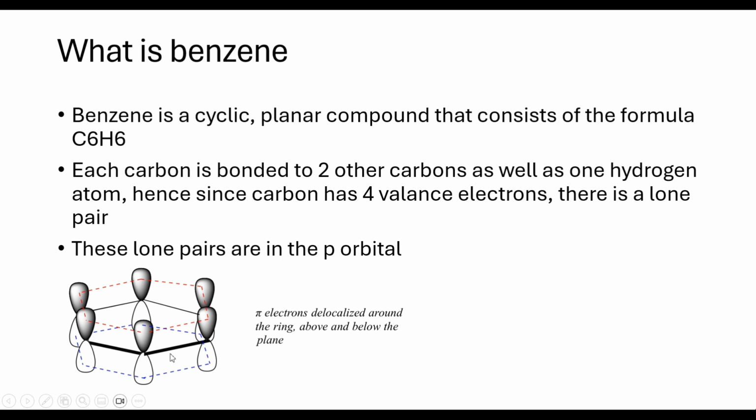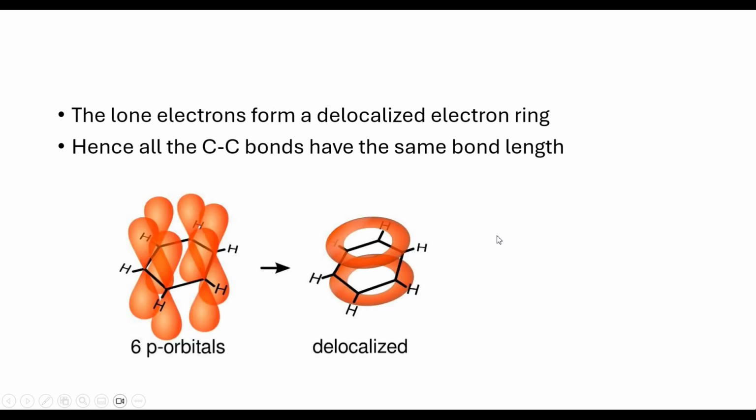So C, and then one lone electron, which is in the p orbital, and the p orbital has a shape. So since it's in the p orbital, we're going to have that shape above and below the plane, and this is planar. The lone electrons here form a delocalized electron ring, so hence all the C-C bonds have the same bond length.